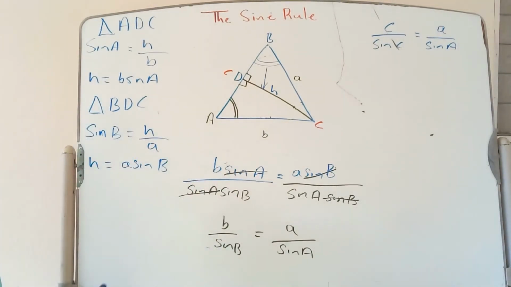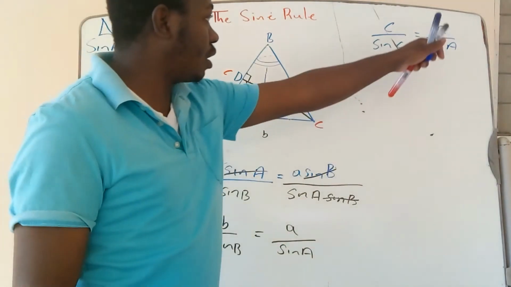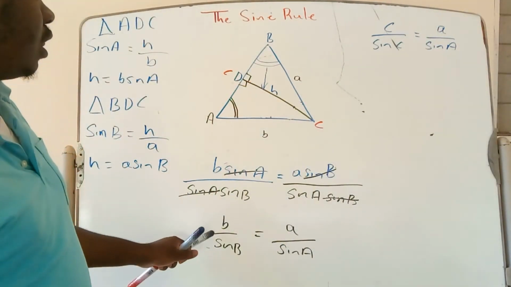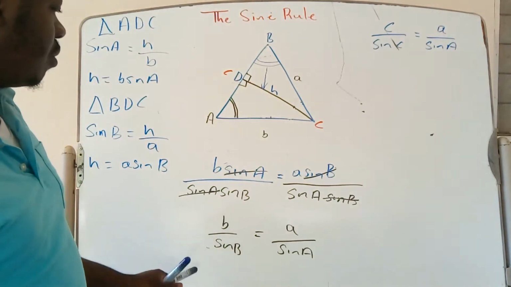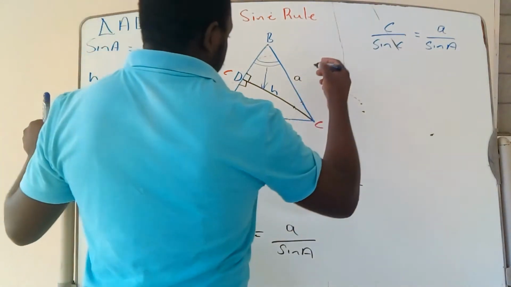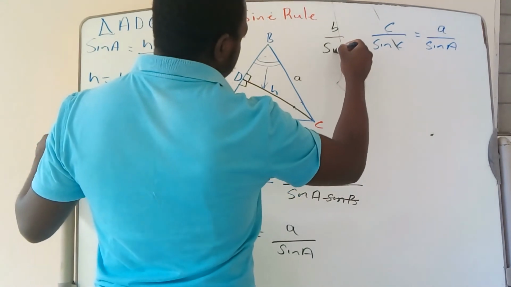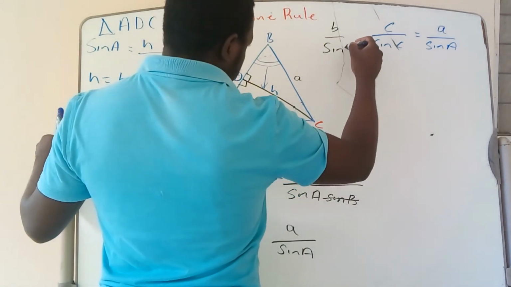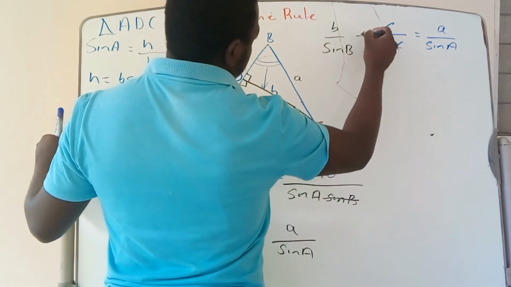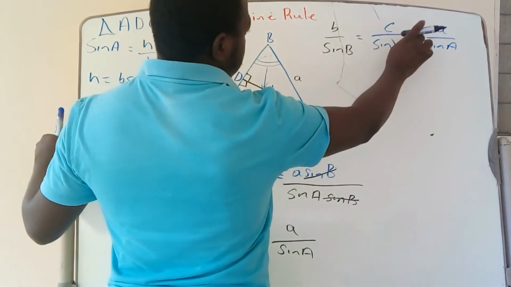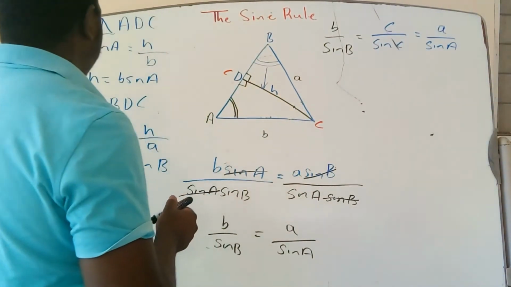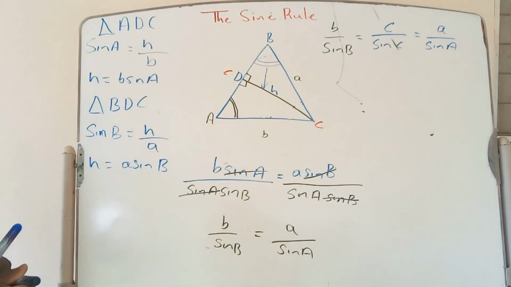So I can put all three of them together. I already have sine a up here already, so all that is needed is a sine b. So I can say that b over sine of b is equal to c over sine c, which is equal to a over sine a. And if you put it all together, you get the sine rule.